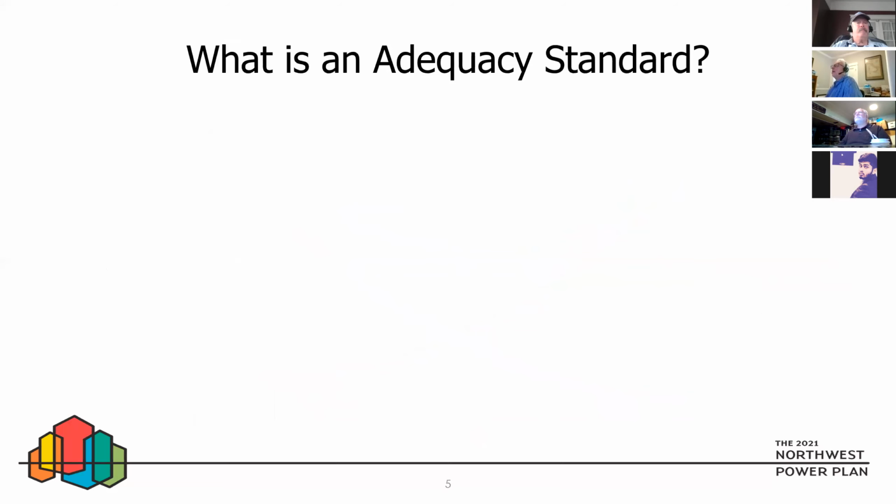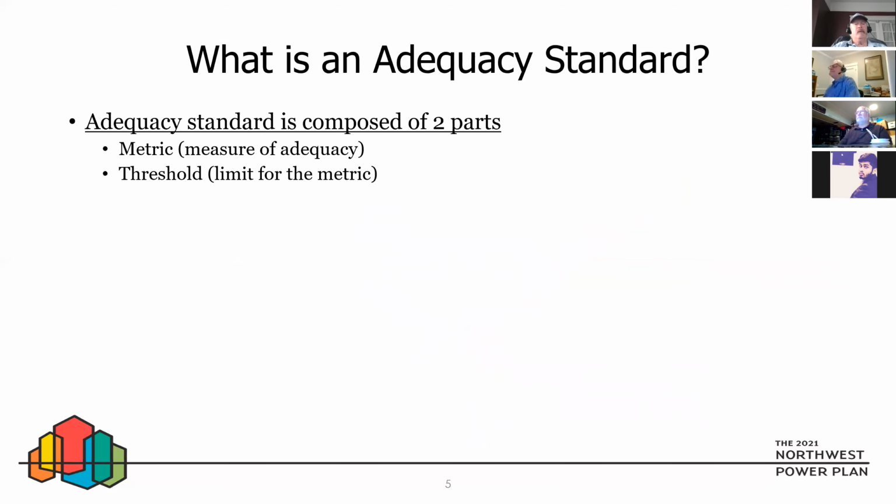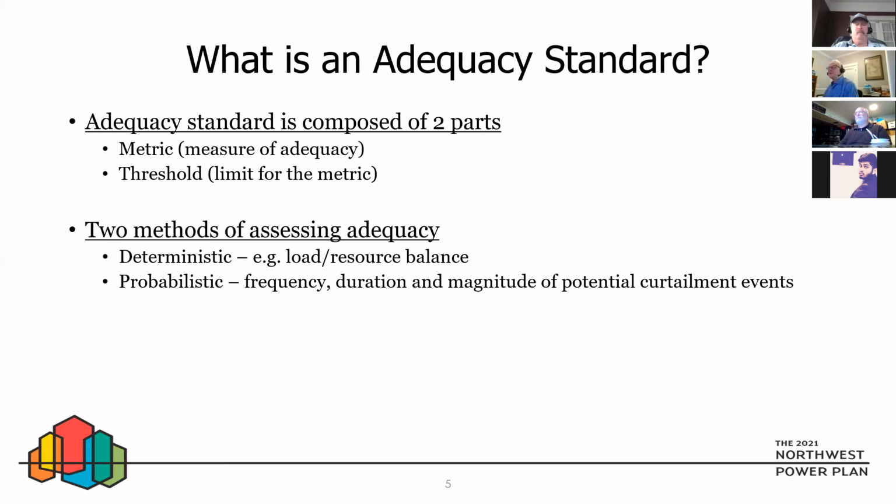Anyway. Okay, what is an adequacy standard? Well, an adequacy standard is composed of two parts: a metric, something that you can measure, and a threshold, or some kind of a limit for that metric. There are generally two methods of assessing adequacy. There's the deterministic metric, which has been around for a long time. It's basically just calculating the balance between your loads and resources.